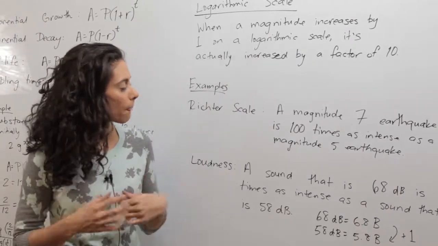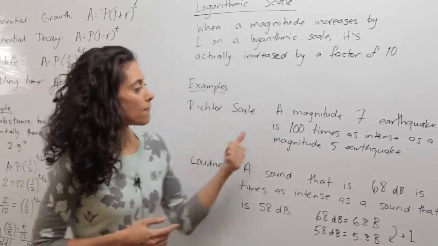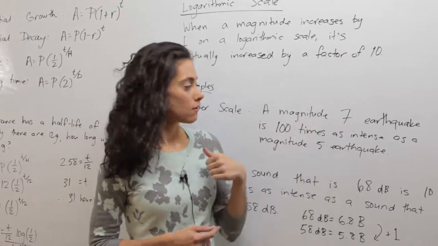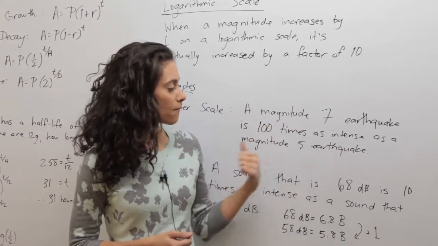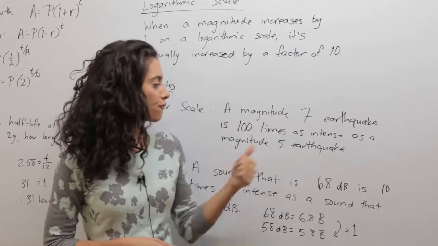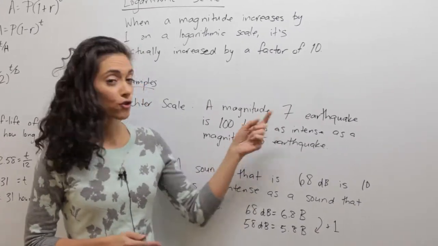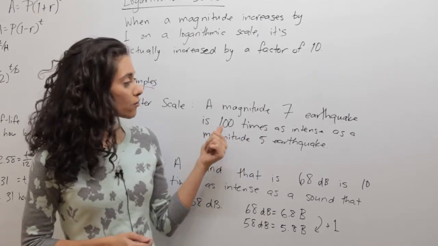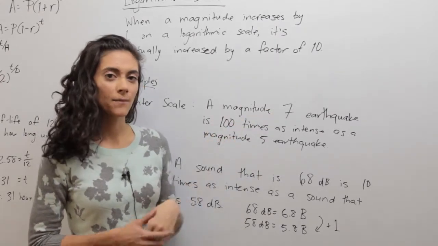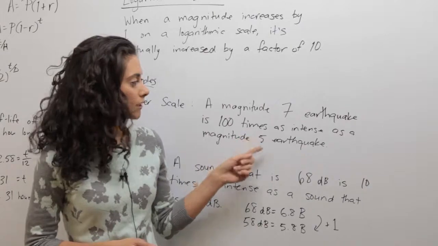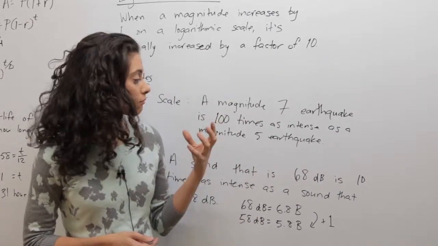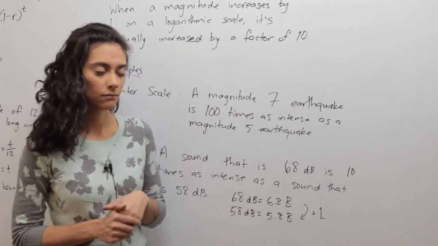So for example, if a magnitude registers 7 on the Richter scale, and some other earthquake registers 5 on the logarithmic scale, because their magnitudes differ by 2, this one's actually 100 times as intense as that one. Differ by 2, and 10 to the 2, 100 times as intense.